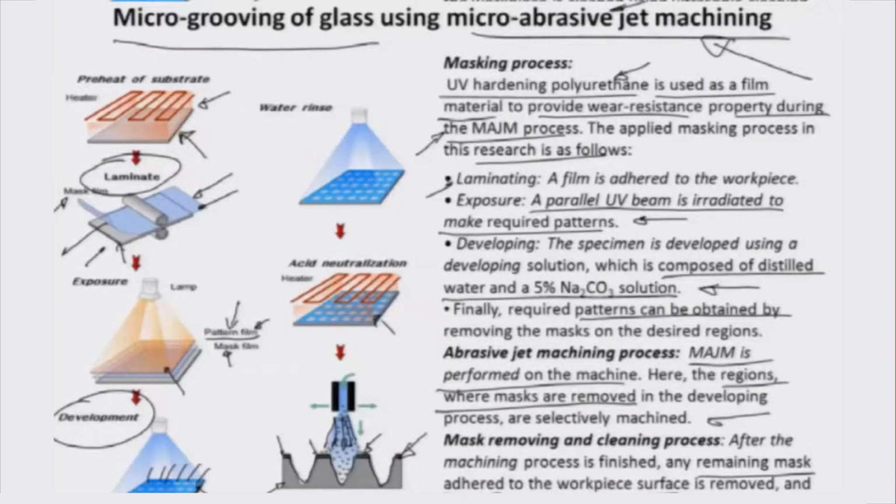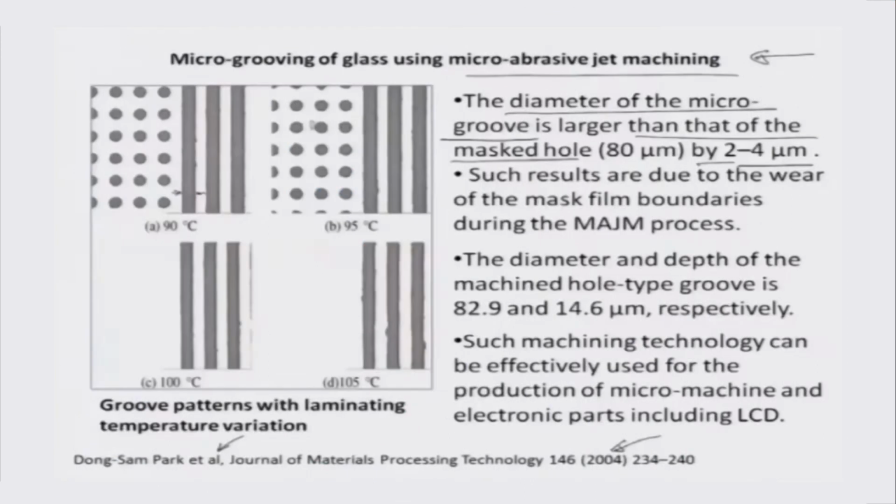This is a very commonly used technique in all microelectronic or MEMS fabrication. So that is how you actually create micro grooves on a glass surface. The parent surface here is really the glass. In this particular example, these micro grooves are all of intended diameter 80 microns or so.